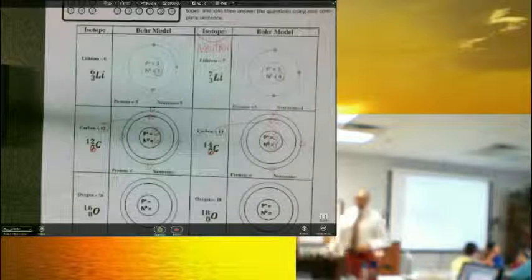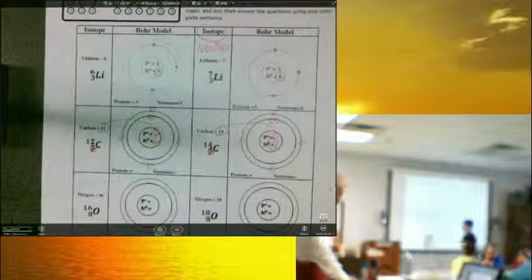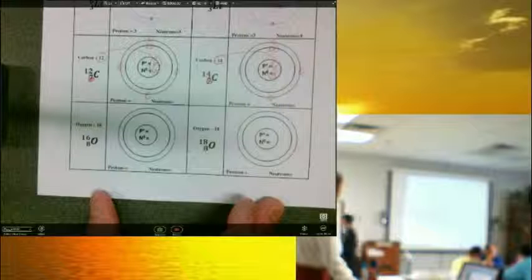Everybody do the next one, oxygen. Everybody do the next one, please. Draw those two models. And then I'm going to go over them with you. I'm going to be walking around and make sure you're doing it properly. Again, what is the only thing that changes? The neutrons.